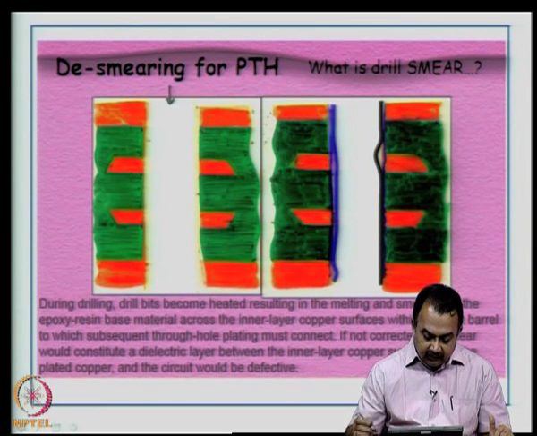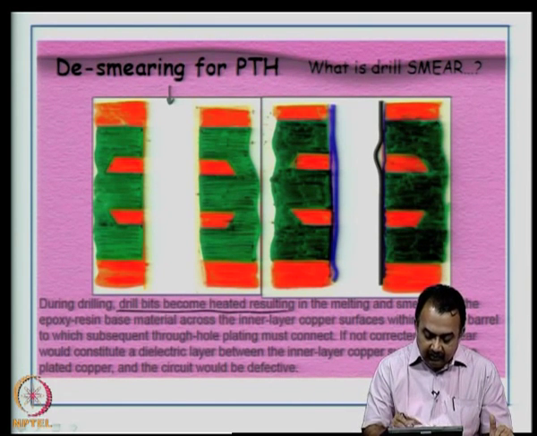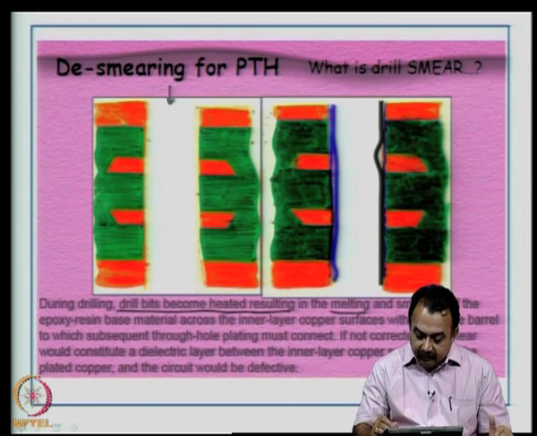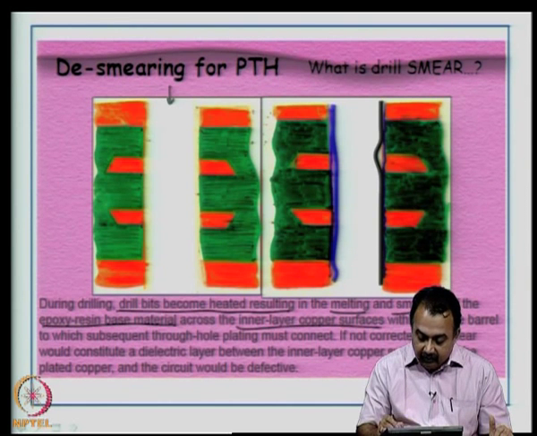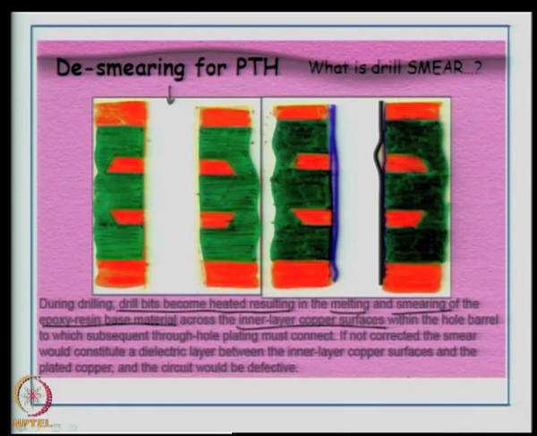Smear, as I said, is because the drill bits become heated, resulting in the melting and smearing of the epoxy resin base material across the inner layer copper surfaces within the whole wall. Now, if you do not remove it, your through hole plating will not connect. Therefore, you use certain chemicals to remove the smear. And as I said, if this is the kind of structure you get after the plating process is over, then you cannot insert your component through this.